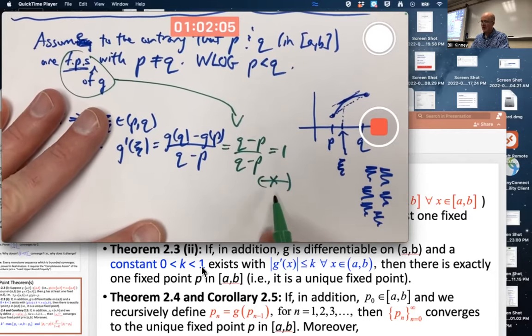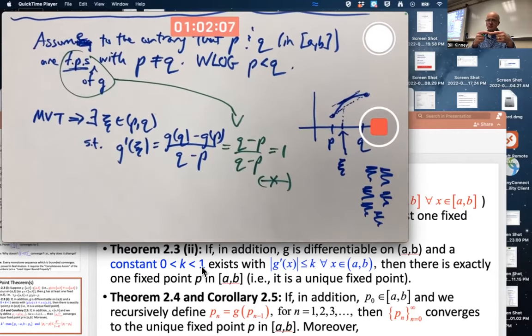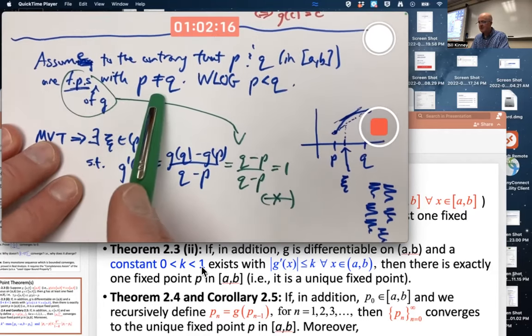It's not a star. It's 2 arrows pointing at each other. Contradiction. And what does that mean? It means we're done, because it means the assumption that P and Q are different fixed points must be false, so there must be just one fixed point.